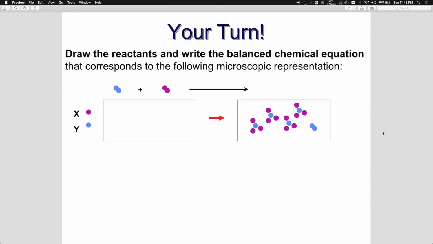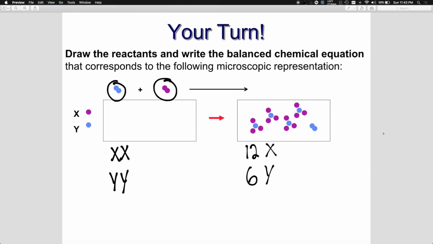So, purple is X, so I'm going to count 1, 2, 3, 4, 5, 6, 7, 8, 9, 10, 11, 12. Yeah, 12 X. And let's count how many Y's we have. 1, 2, 3, 4, 5, 6. We have 6 Y's. Over here, my X's and Y's are going to be XX and YY. It's an X bonded to an X and a Y bonded to a Y. There's no other type of molecule here.